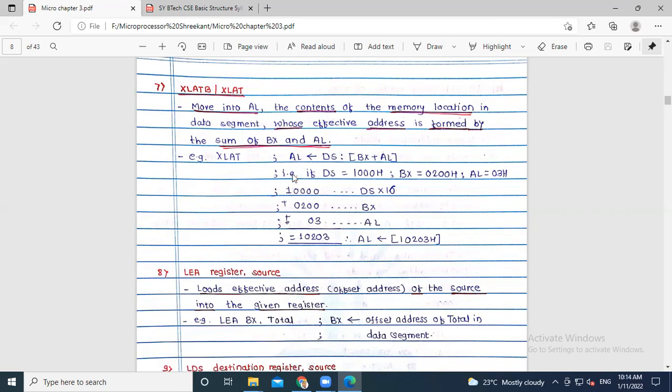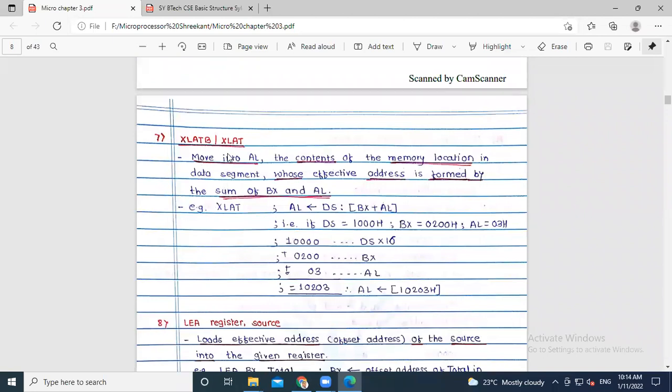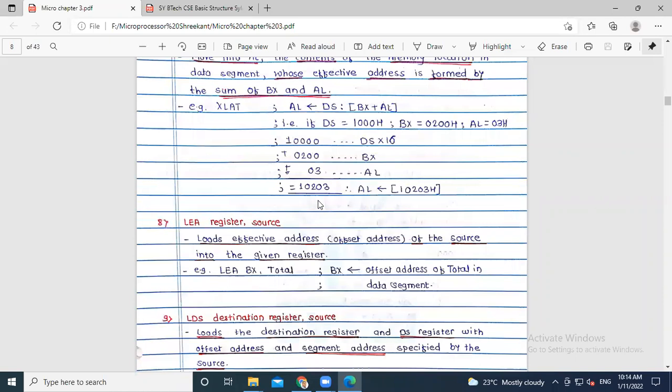H means the high byte. For example, if DS has the hexadecimal value 1000 and BX is 200, then AL is 03H. Here DS 1000 is a 16-bit value, because X means 16 bit, so 1000 times 16 plus 200 from BX plus 03 from the accumulator. Totally, we calculate an effective address of 1020 by using the XLAT instruction. XLAT is used to calculate the effective address in the addressing modes.